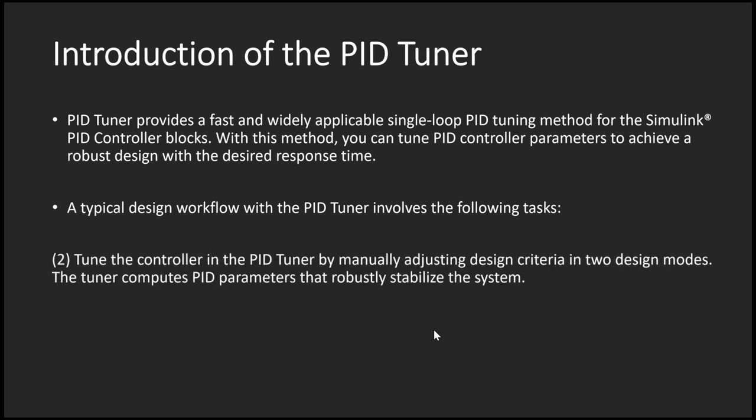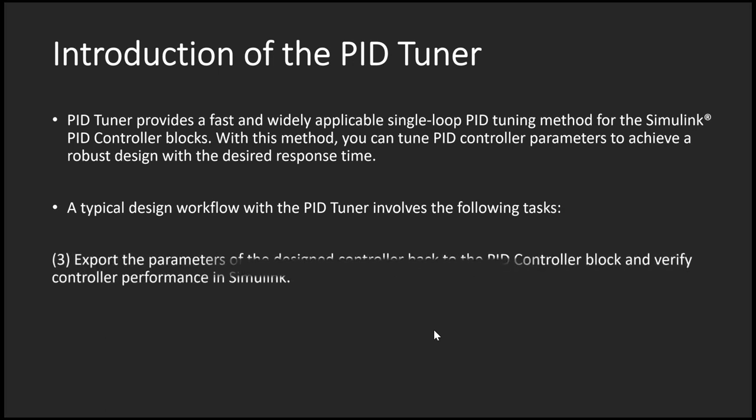The next step is to tune the controller in the PID tuner by manually adjusting the design criteria in the two design modes. The tuner computes PID parameters that robustly stabilize the system. Then the next step is to export the parameters of the designed controller back to the PID controller block and verify the control parameters and the performance in Simulink. So these are the three steps you need to tune the PID parameters.